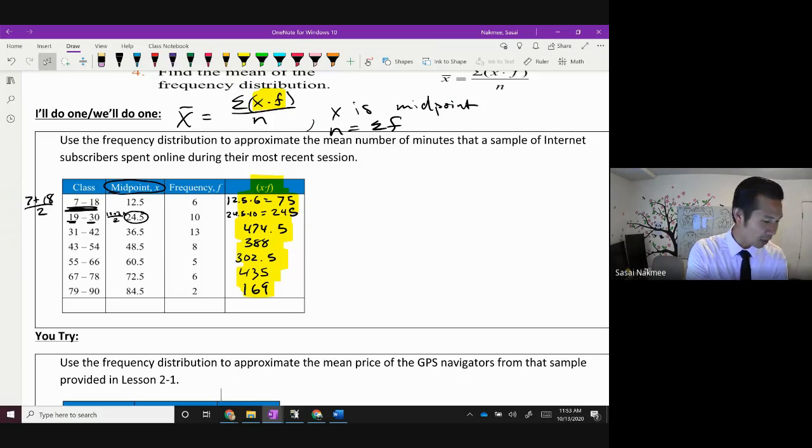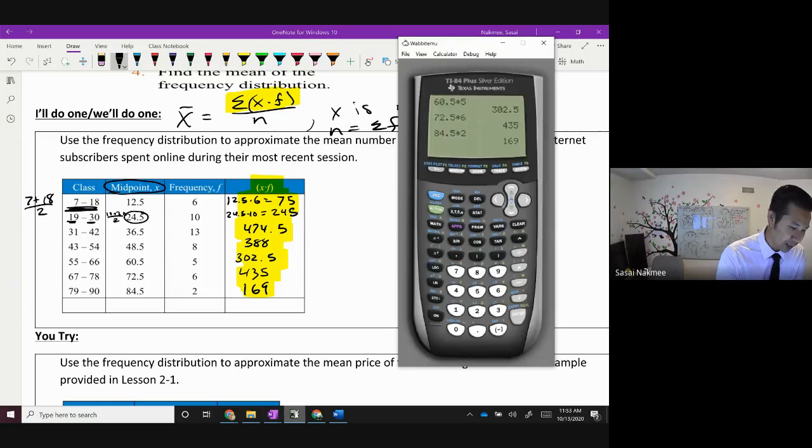So that's the start of this, guys. We're writing these numbers into that chart. The next thing that you need to find is the sum of them. So I need to add these all up, and that's what I'm going to write down here at the bottom. This 75 plus 245 plus 474.5 plus 388 plus 302.5 plus 435 plus 169. We get a sum of, I messed up somewhere, didn't I?